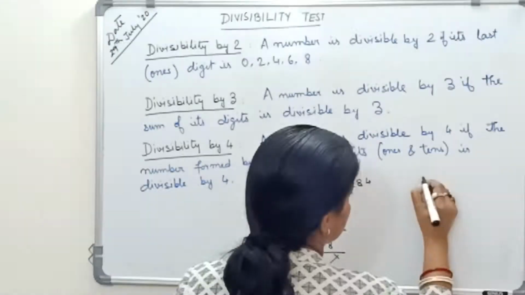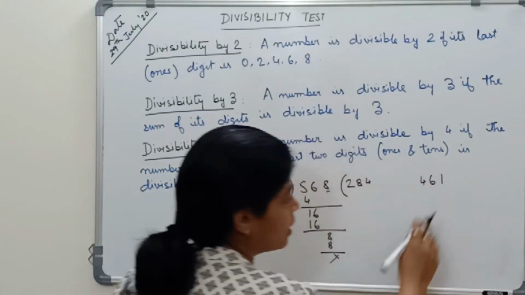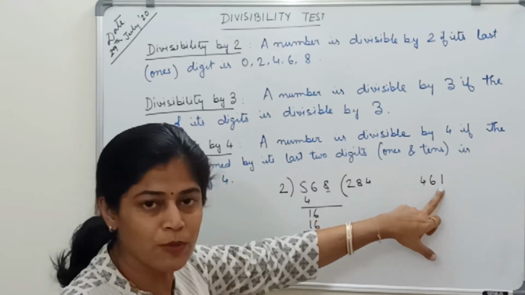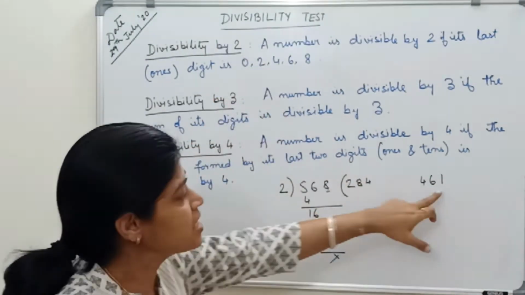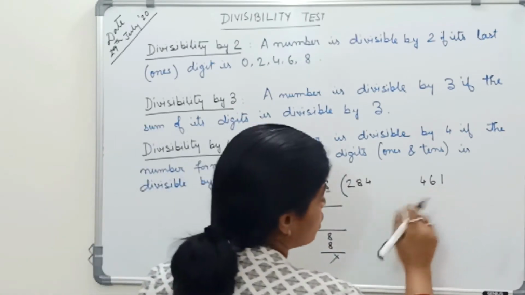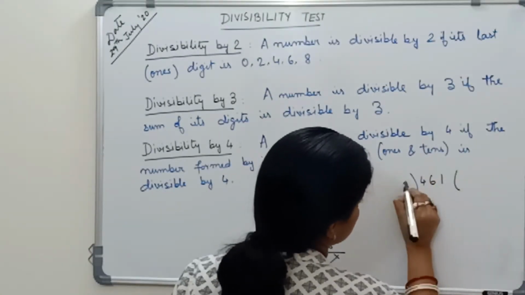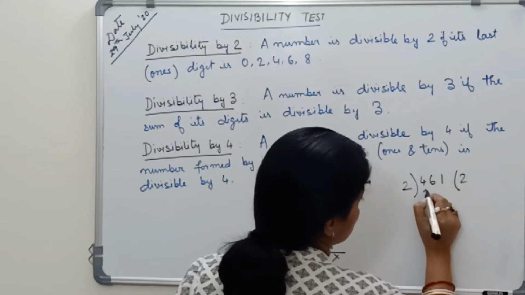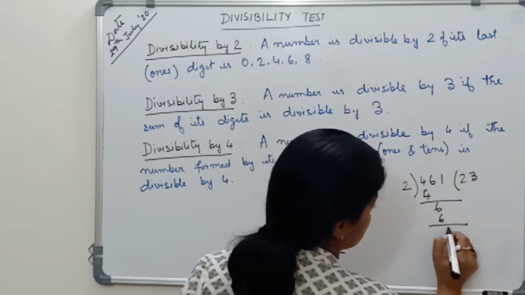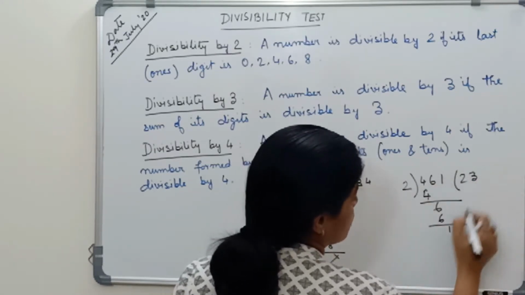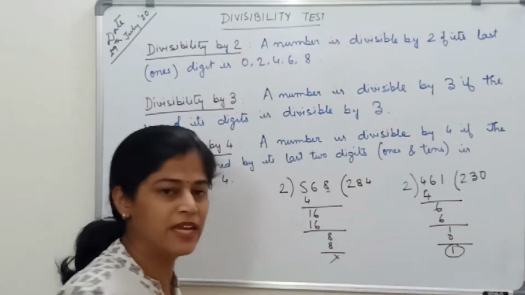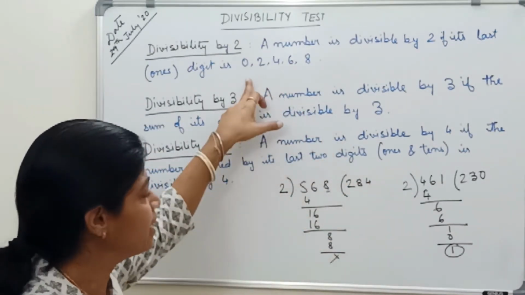Now let me take a number, suppose 461. Now the last digit is 1. So it will not be divisible by 2. Why? Because the last digit should be either 0, 2, 4, 6, 8, then the number will be divisible by 2. Since it is not, it will not be divisible by 2. Let's check. 2 2s are 4. Then coming 6, 2 3s are 6. Then coming 1, so it's not going. So 1 is the remainder. So this is not exactly divisible by 2.